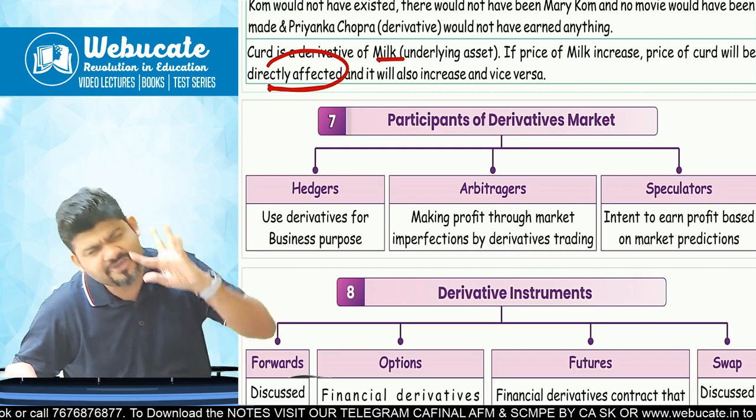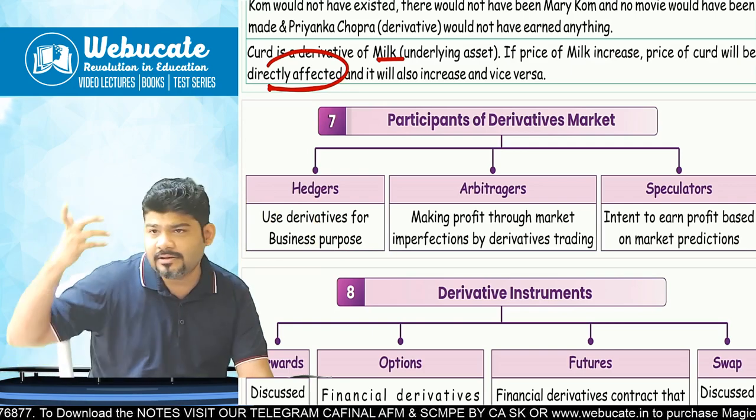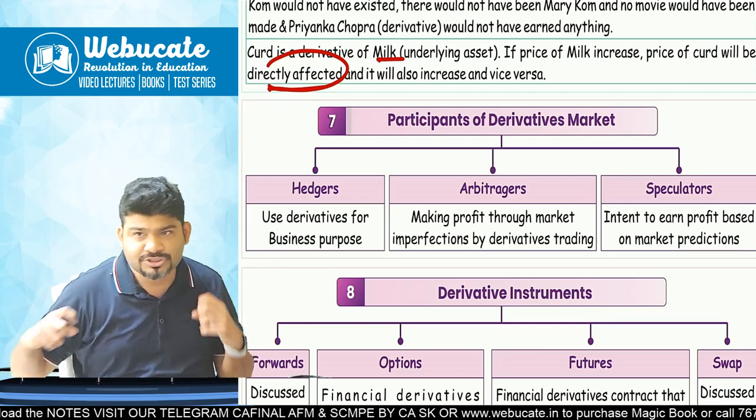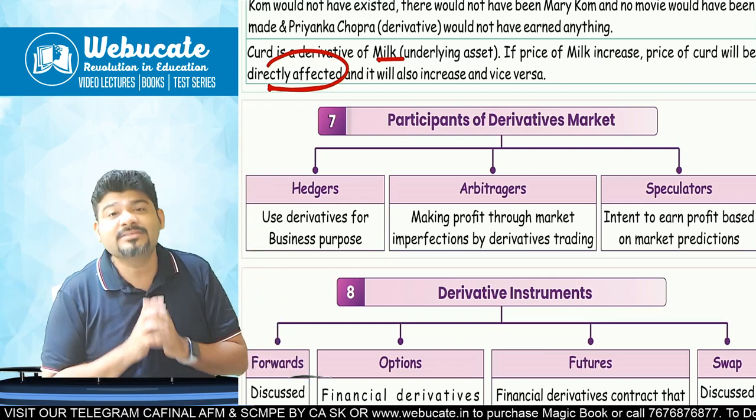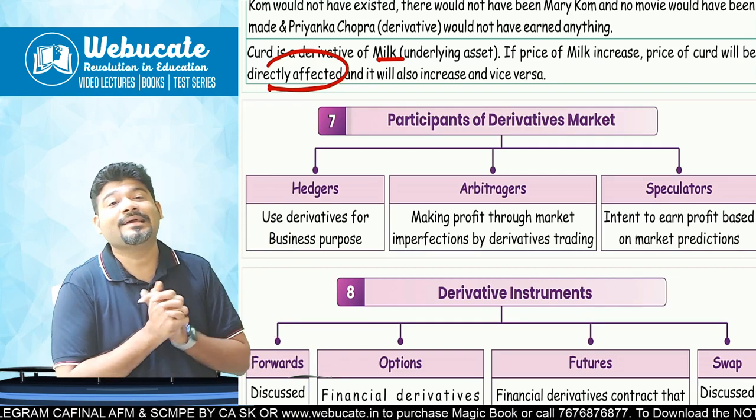I feel that the market will increase because of this and that. I feel that the market will go down because of this and that. And based on that, I take a position, a buy position or a sell position as the case may be. That is called speculation. Got it, guys? Done. And then there is the arbitrager.